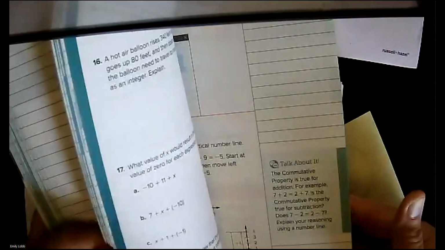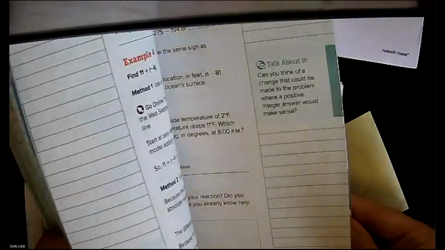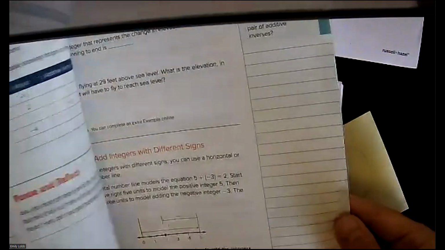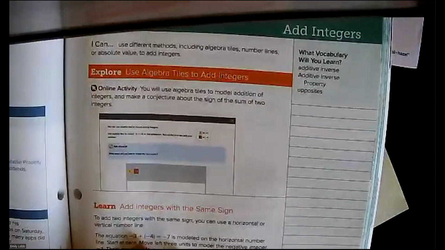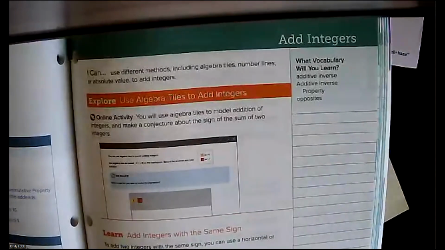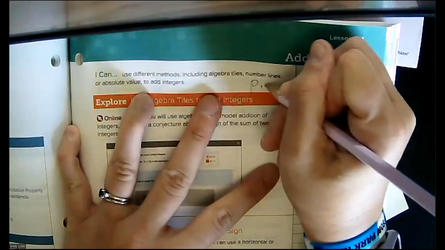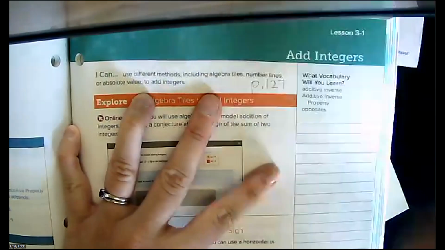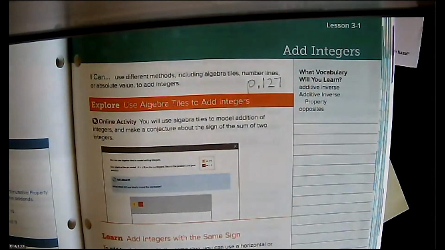Guess what it is? Adding integers. Are we going to go back? Yes, we will probably do the first and second. This is page 127. Page 127. When I tell you what page to turn to, I will always write it up here so you can see it and figure it out.